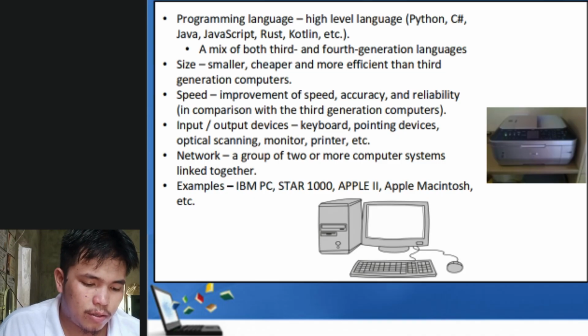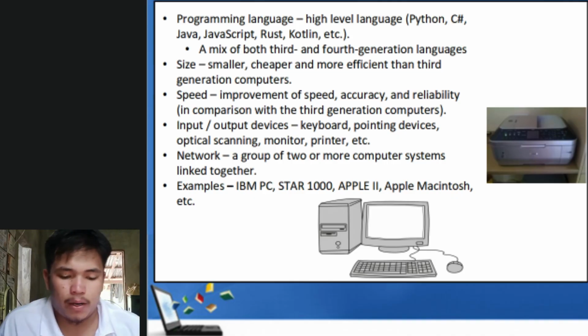Size: smaller, cheaper, and more efficient than third generation computers. Speed: improvement of speed, accuracy, and reliability in comparison with the third generation computers. And the third is input and output devices: keyboard, pointing device, optical scanning, monitor, and printing. Network: a group of two or more computer systems linked together.